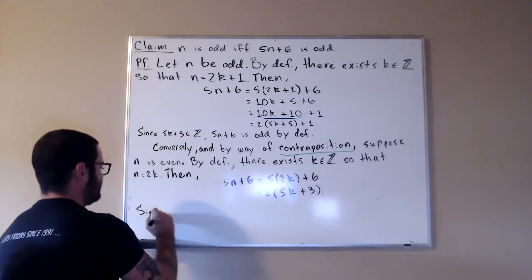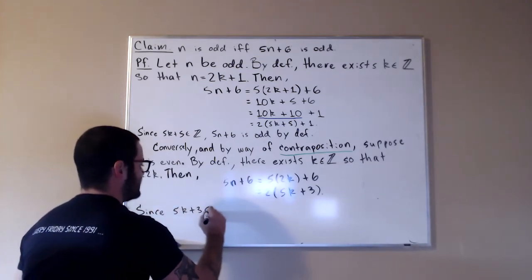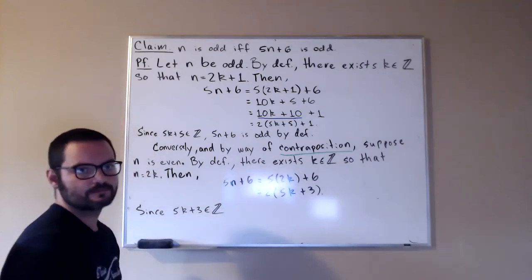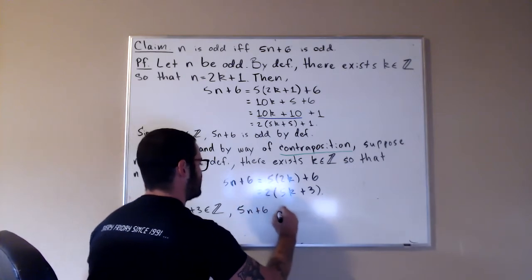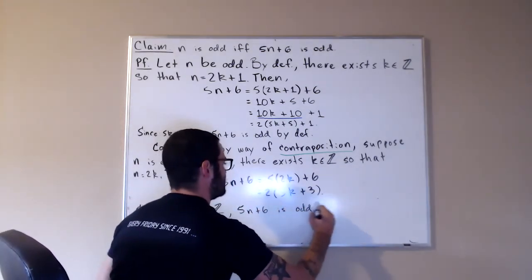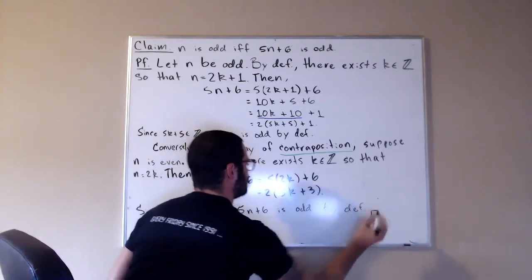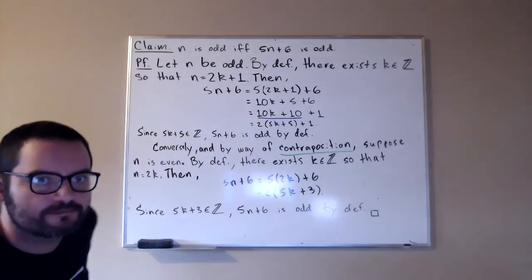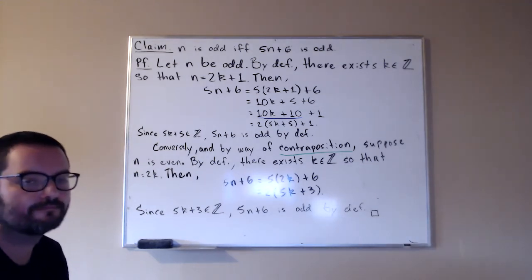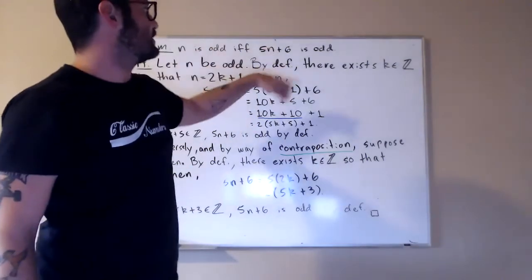Since 5k plus 3 is an integer, 5n plus 6 is even by definition. And then we're done. That proves necessity and sufficiency of that claim. Okay? So again, notice that there's two different proofs we have to do. We have to prove if that, then that, and then if that, then that.